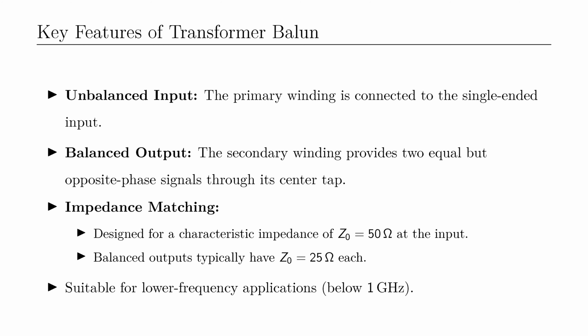The transformer balun exhibits the following key features. Unbalanced input: the primary winding connects to the single-ended input. Balanced output: the secondary winding provides two signals with equal amplitude but opposite phases, via its center tap. Impedance matching: the input is designed for a characteristic impedance of 50 ohms. The balanced outputs typically have an impedance of 25 ohms each. It is best suited for applications operating below 1 GHz.